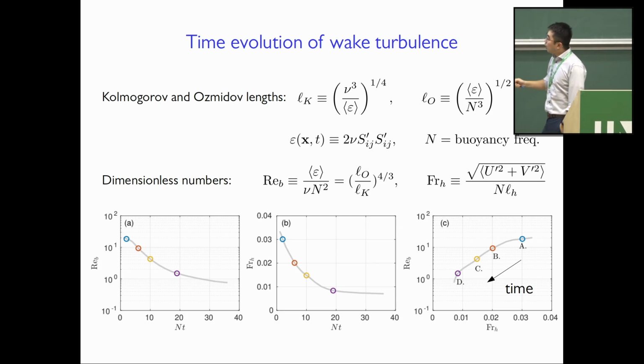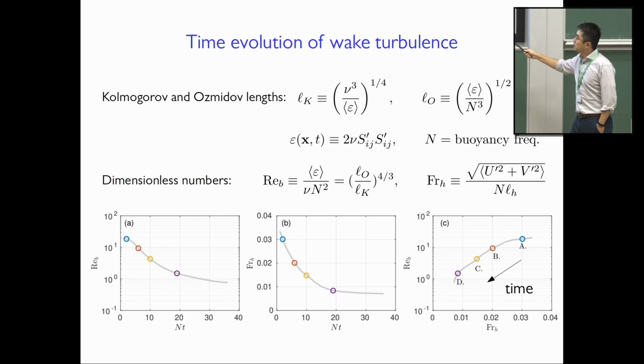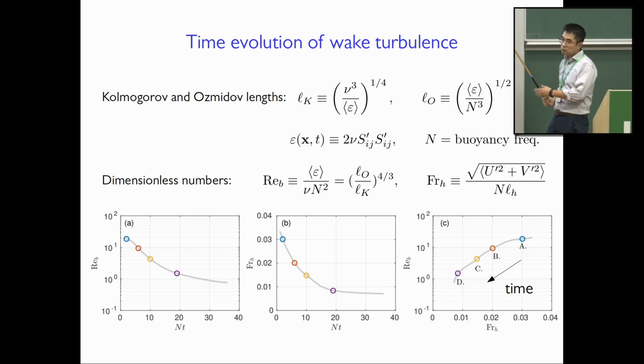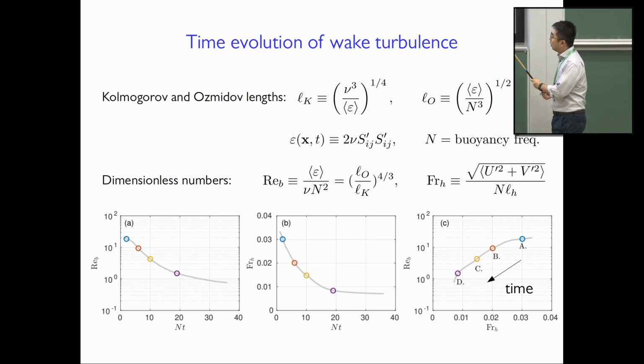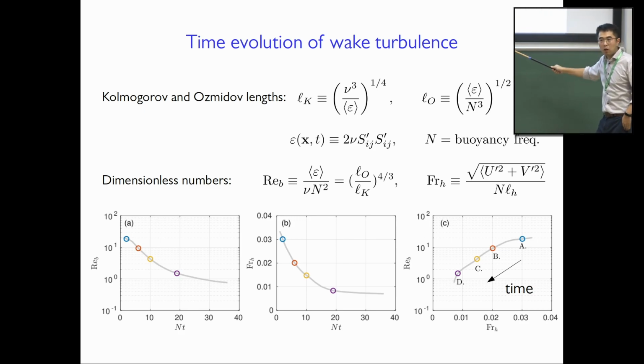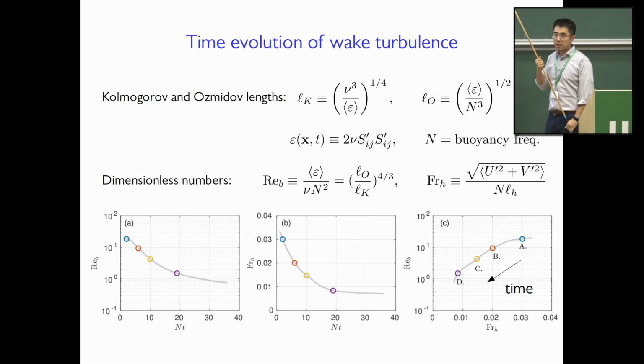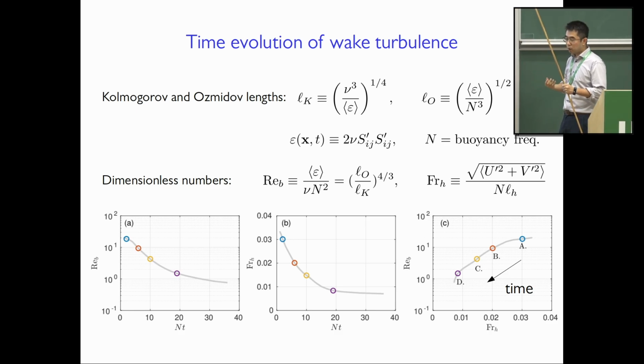So if your Re_b is greater than 1, that means there's still a range of scales that's not affected by stratification in the flow, which is analogous to your inertial subrange in unstratified turbulence. In our wake, this Re_b decays. Since I don't have forcing, Re_b is going to go down, so turbulence is going to decay gradually. There's no surprise right here.